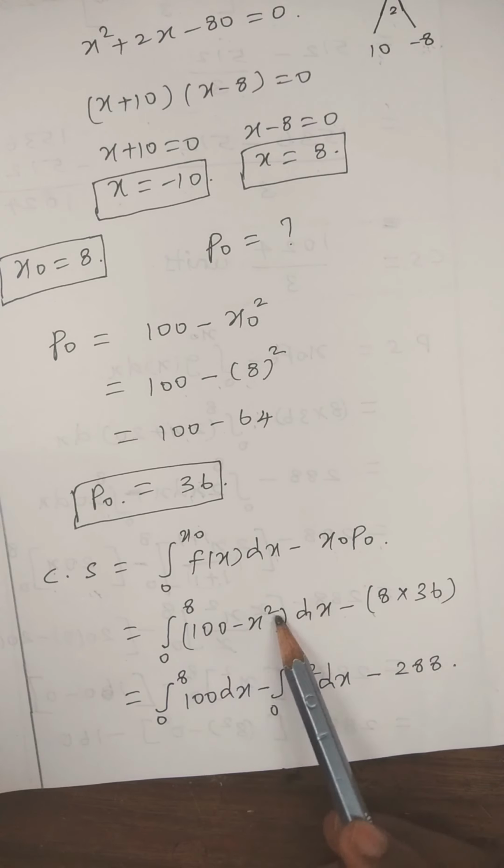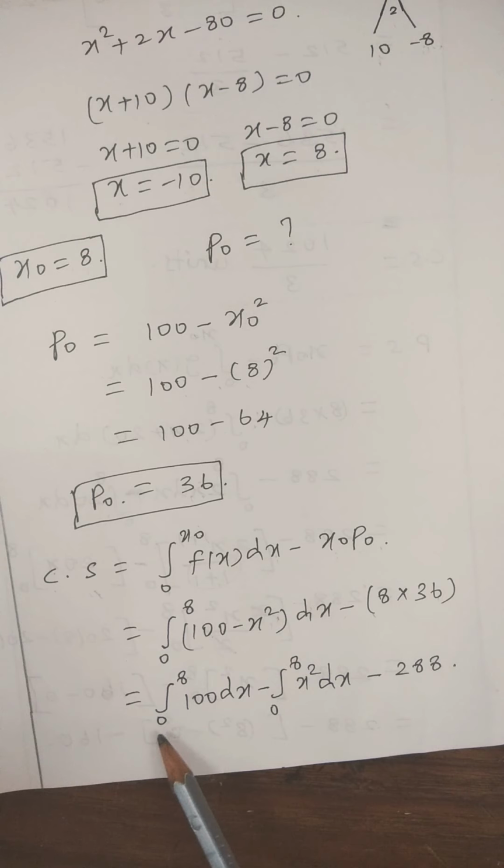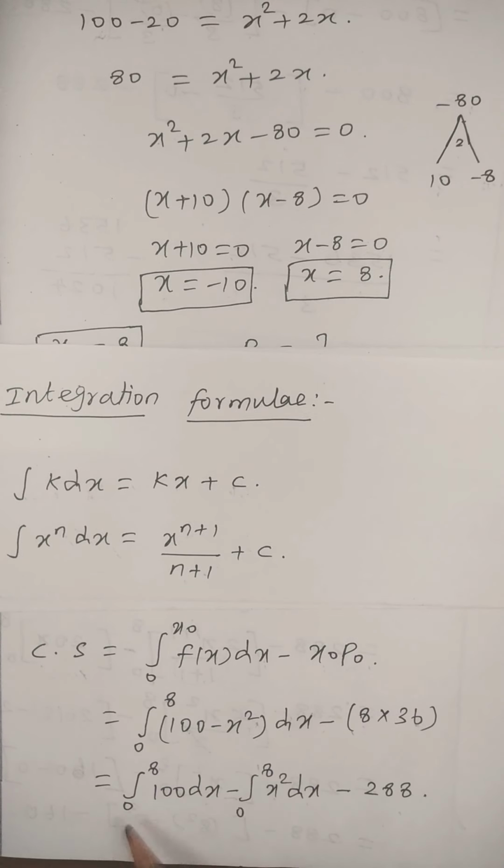See, this has two terms. Now I will separate the integral into each part. So integral 0 to 8 of 100 dx minus integral 0 to 8 of x square dx minus 8 into 36, which means 288. Equal to integral 0 to 8 of 100 dx.